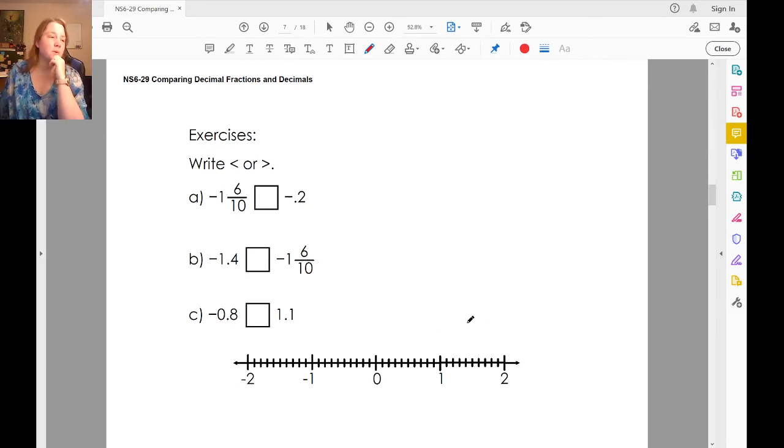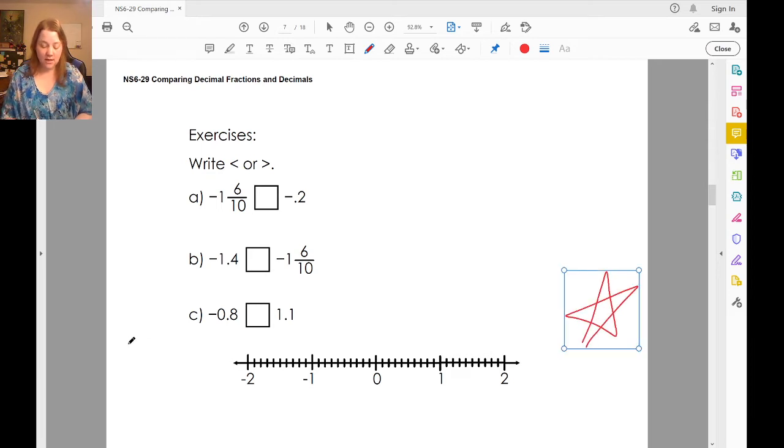Now what they want us to do is compare these fractions. Remember that over here is the biggest and over here is the smallest. So if I have negative 1 and 6/10, or negative 0.2, negative 1 and 6/10, so this is negative 1, 1, 2, 3, 4, 5, so I'm going to be looking here. Negative 0.2, negative 2/10 is 2 jumps away. Which one's closer to the bigger side? That would be negative 0.2.